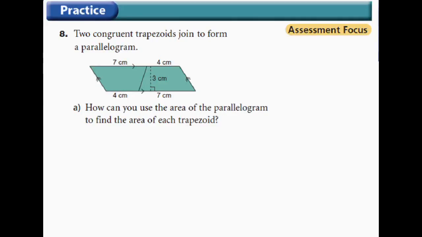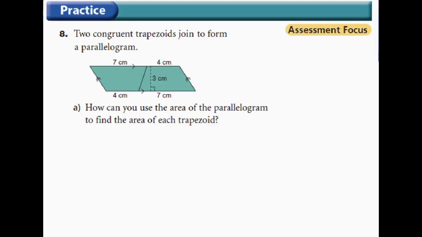All right, we're going to do number 8. We've got two congruent trapezoids. This video is going to show you something new. The previous video showed you how to take this trapezoid here, turn it into two triangles, find the area of each triangle, triangle 1, triangle 2, and then add them together, and then boom, you've got the area of the whole trapezoid.